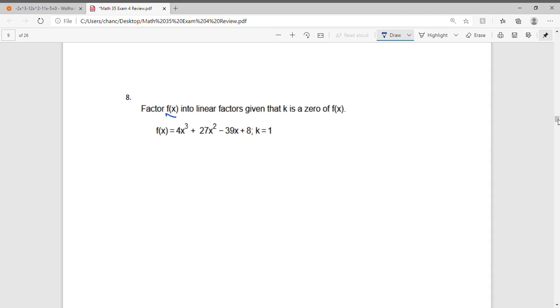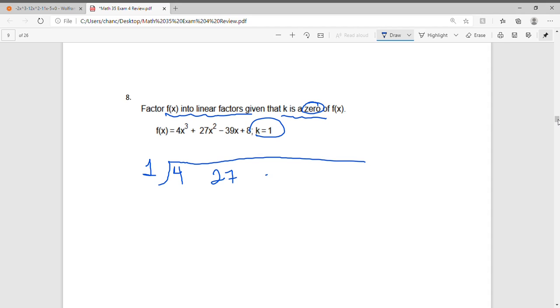Question 8, let's factor f of x into linear factors given that k is a 0 of f of x. f of x is 4x cubed plus 27x squared minus 39x plus 8, and we're given that k equals 1 is a 0 of f of x. When we use synthetic division, our remainder has to be 0 because we're given that k equals 1 is a 0 of f of x. Let's put our coefficients. Our coefficients are 4, 27, negative 39, and positive 8.